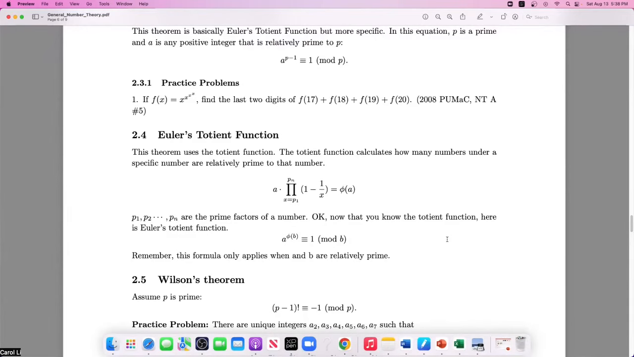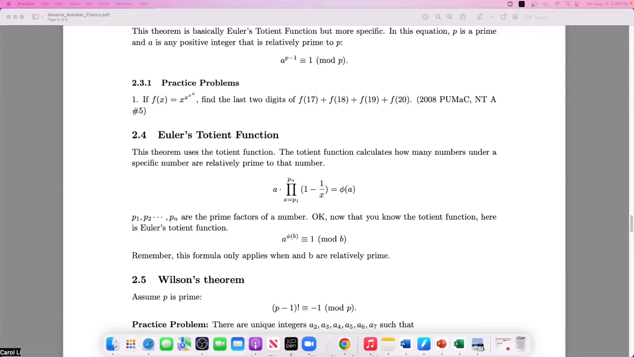If you look at Fermat's Little Theorem, it's a to the p minus 1 is congruent to 1 mod p. And think about it, the phi function of a prime p is always just p minus 1, because there are p minus 1 numbers under that prime, and they're all relatively prime to it. So it's just a to the p minus 1, which is congruent to 1 mod p. To be honest, I don't really memorize Fermat's theorem, because Euler's function is the same thing.